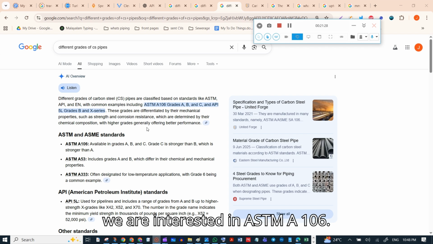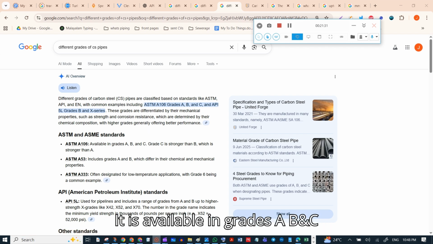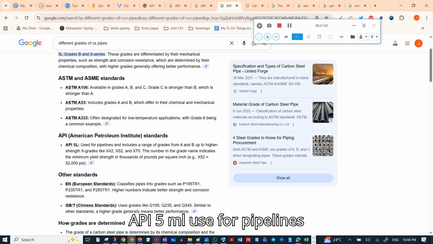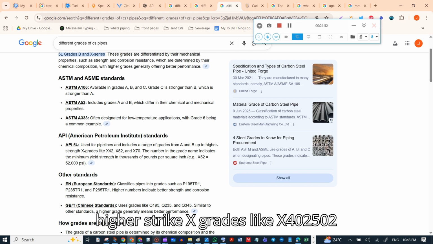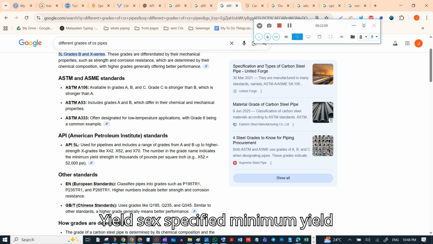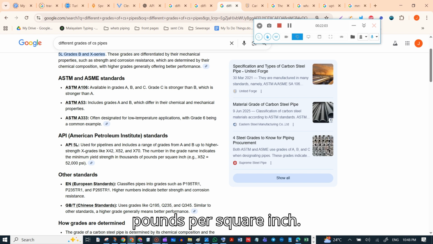So we are interested in ASTM A106. It is available in grades A, B and C. Grade C is stronger than B and B is stronger than A. American Petroleum Institute standard API 5L, used for pipelines, includes a range of grades from A and B up to the higher strength X grades like X42, X52, X70, etc. The number in the grade indicates the specified minimum yield strength in thousands of pounds per square inch. So X52 means 52,000 PSI.